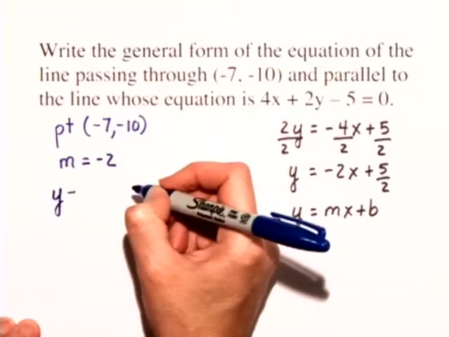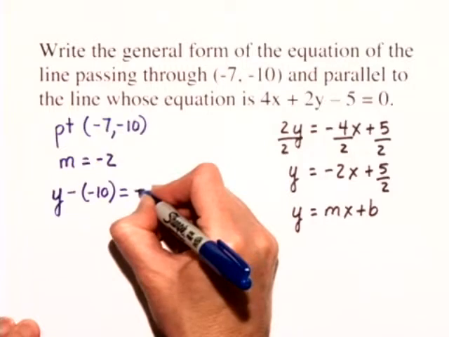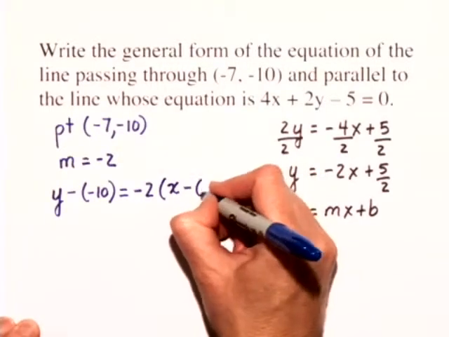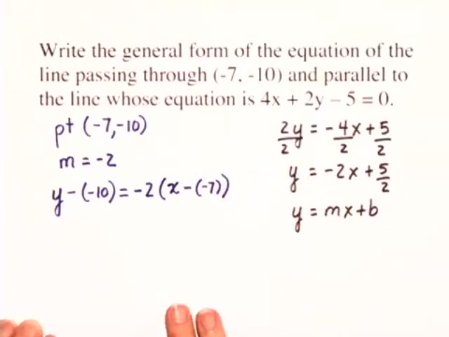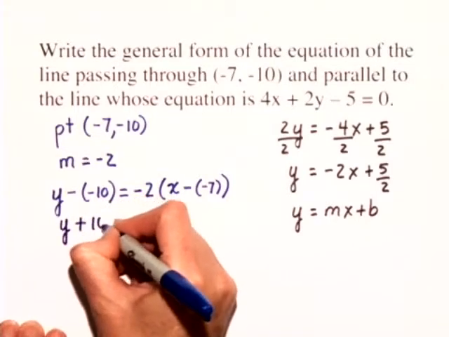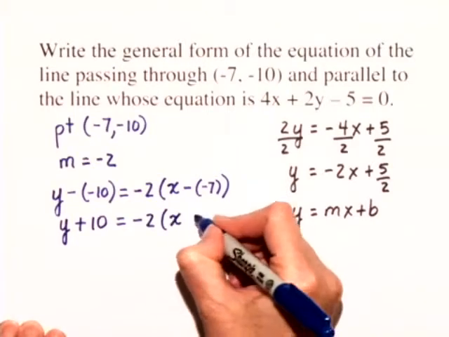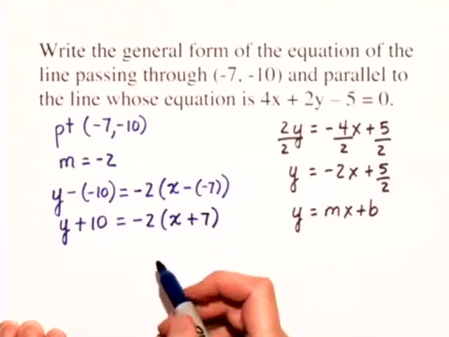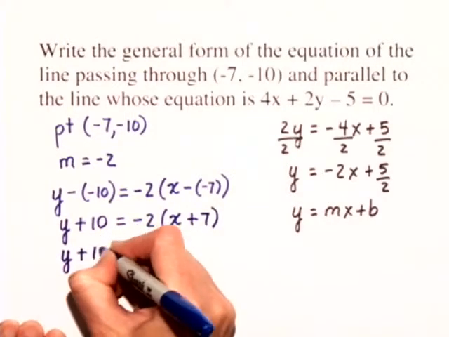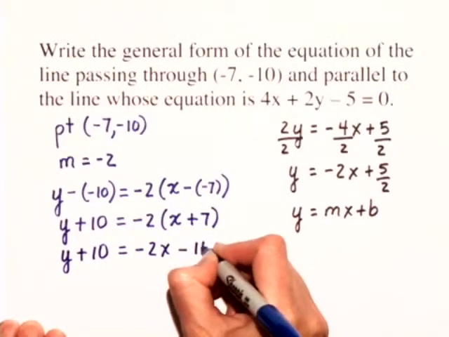So we have y minus the y-coordinate, -10, is equal to our slope, -2, times the quantity x minus the x-coordinate of -7. We need to simplify a little bit, and we'll get y + 10 is equal to -2 times the quantity x + 7. And we want to distribute the -2 through on the right-hand side. y + 10 is equal to -2x - 14.